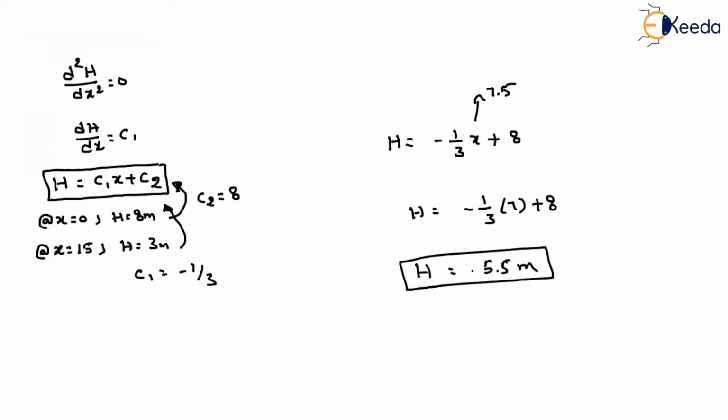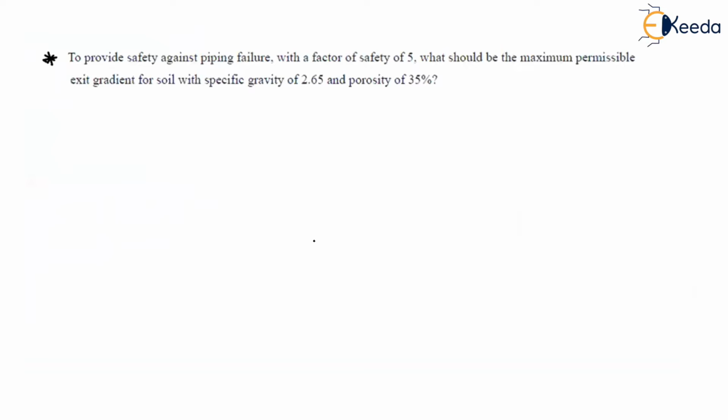It is not like a formula related question, but if you understood the question and know this small concept, then we could have answered. Okay, then move on to the next. What is the given data? To provide safety against piping failure with a factor of safety 5, what should be the maximum permissible exit gradient for the soil with specific gravity and porosity? So we have to find out the i permissible value.